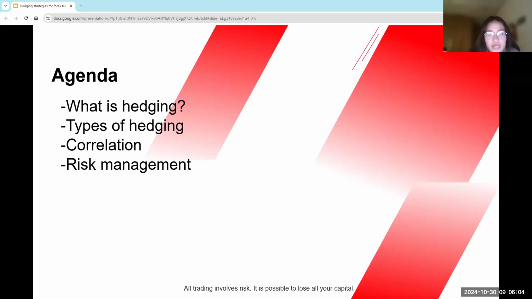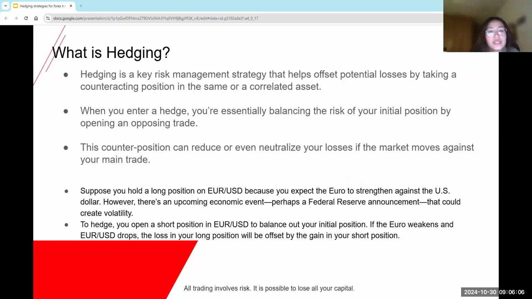Okay, so let's go ahead and get started. So what exactly is hedging? So in Forex trading, hedging is a key risk management strategy that helps to offset potential losses by taking a counteracting position in the same or a correlated asset. So you can think of it like buying insurance for a trade. You're basically protecting yourself from adverse market movements that could harm your primary position.